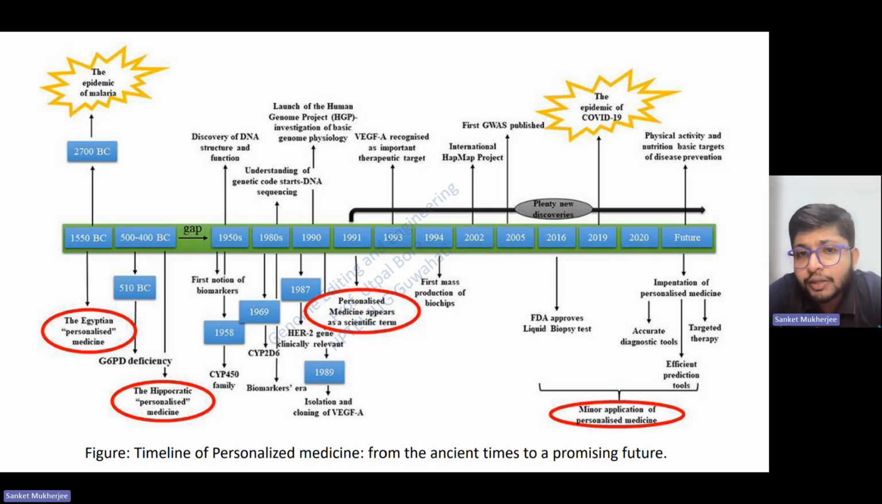A HapMap project was done in 2002. The first GWAS was published in 2005, and there were plenty of new discoveries right from the early 21st century. The epidemic of COVID-19 that happened in late 2019 also accelerated the need for personalized medicine.